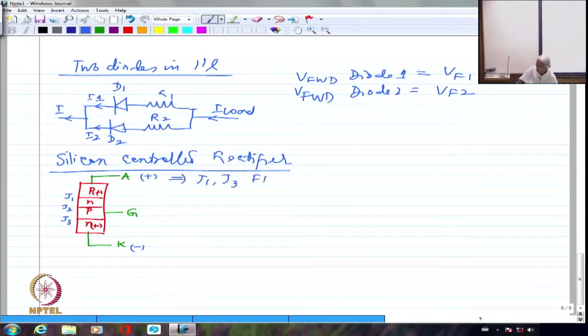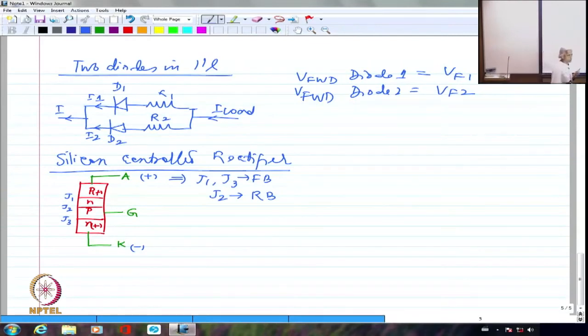So the blocking capability of this device heavily depends upon J2, especially when I am in forward biased condition. So forward blocking capability of the device heavily depends upon J2. If J2 is really not strong enough, it will not have the forward blocking capability properly for this device, right?